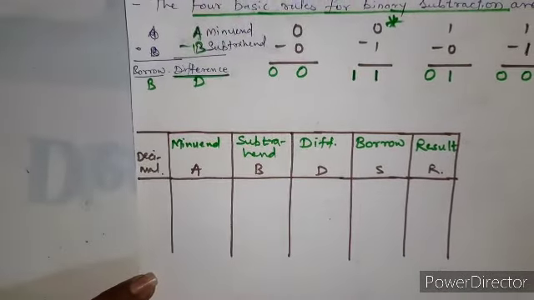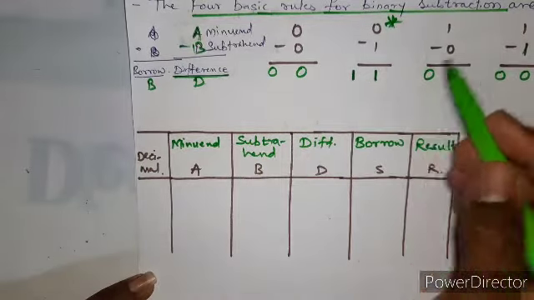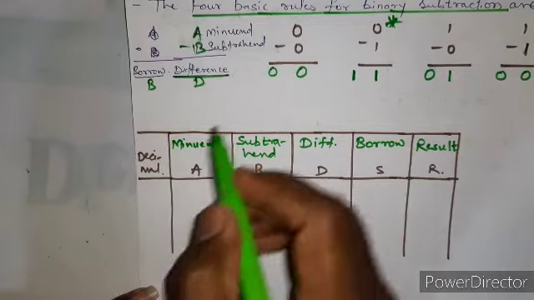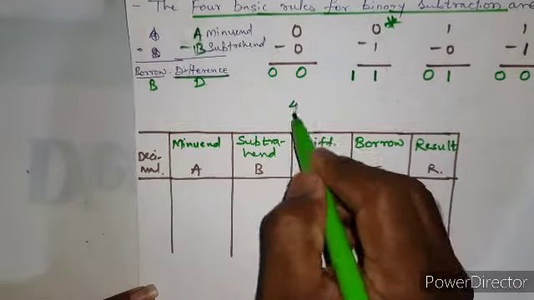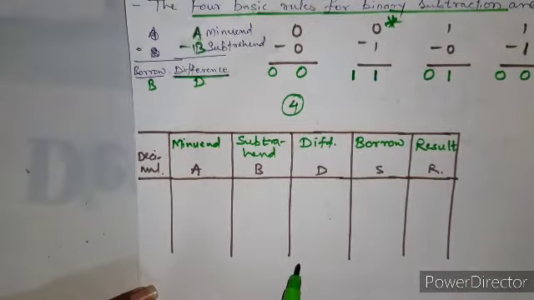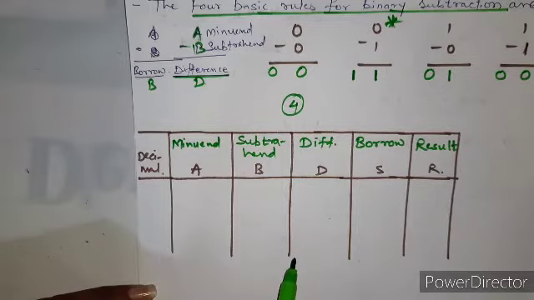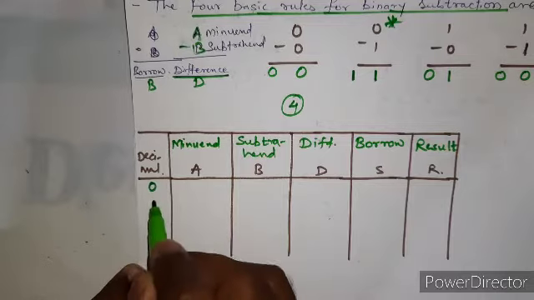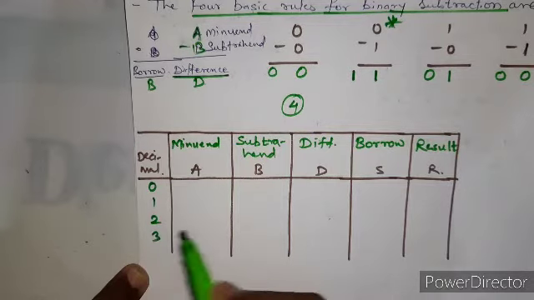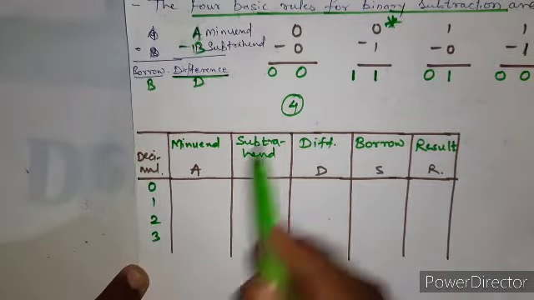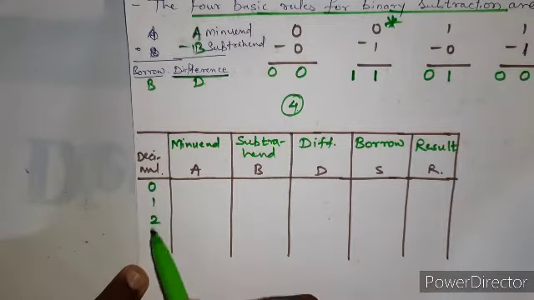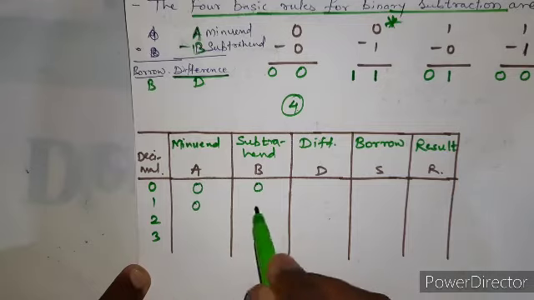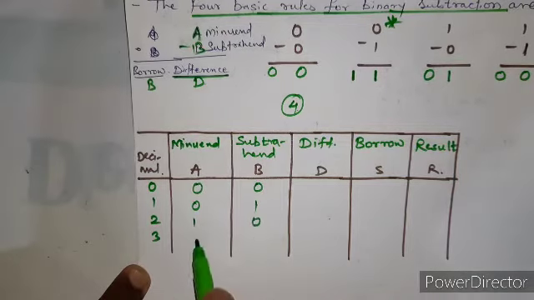Now yesterday we discussed how to fill this table. Since we have 2 inputs, this becomes 2 raised to 2, that is 4. 4 different input combinations can be applied for 2 inputs, right? So we can write down here 0, 1, 2, 3 in decimal, since we have 4, starting from 0 to 3. So this becomes 0 0, 0 1, 1 0, 1 1.